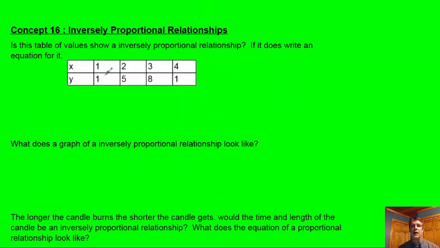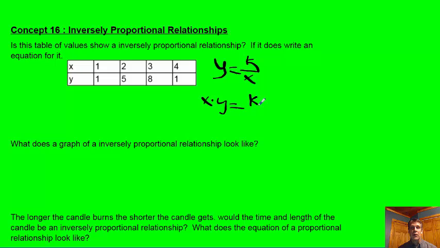Two more to go. Is the table of values inversely proportional? If it is, write an equation for it. Now, inverse, we got to think of the other way. So inverse is going to be some constant divided by x. Or if I move the x over to the other side for checking the table, if it's dividing here, it's going to be multiplication over here. So this is going to be inverse too.